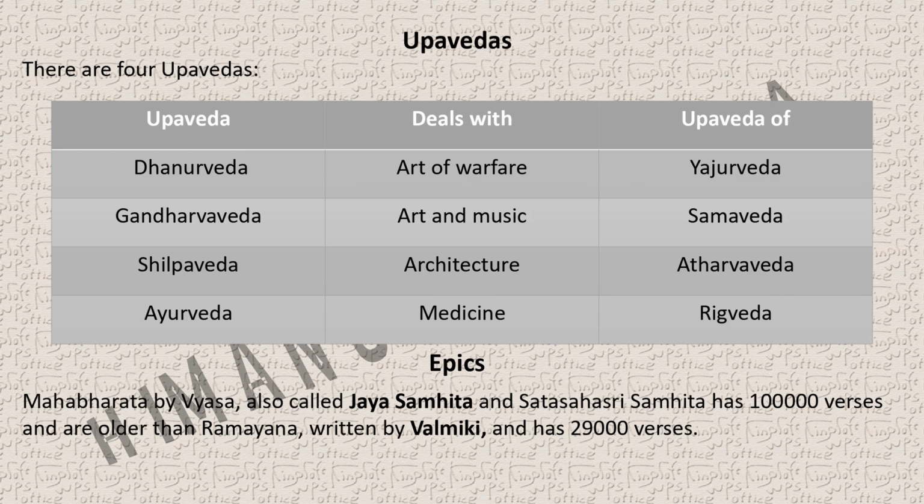Upavedas. There are 4 Upavedas. Dhanurveda, art of warfare, Yajurveda; Gandharvaveda, art and music, Samaveda; Shilpaveda, architecture, Atharvaveda; Ayurveda, medicine, Rigveda. Epics. Mahabharata by Vyasa, also called Jayasamhita and Satasahasri Samhita, has 100,000 verses and is older than the Ramayana, written by Valmiki, which has 29,000 verses.